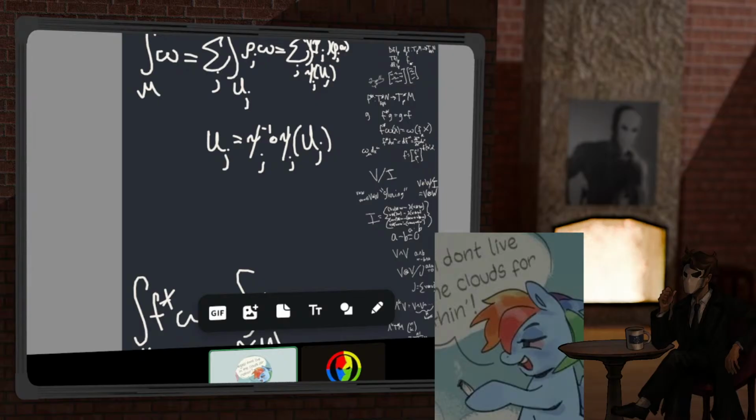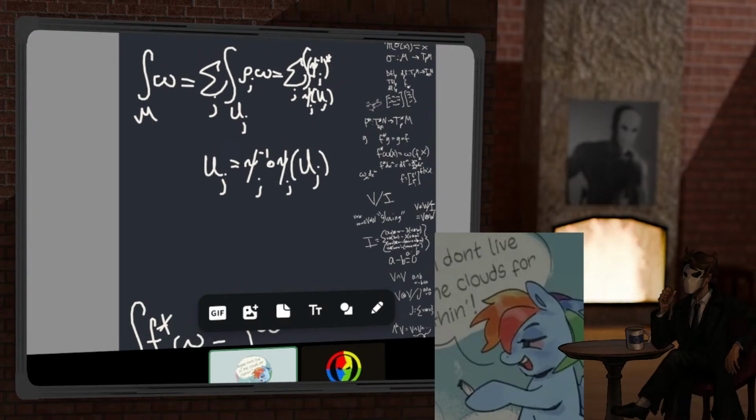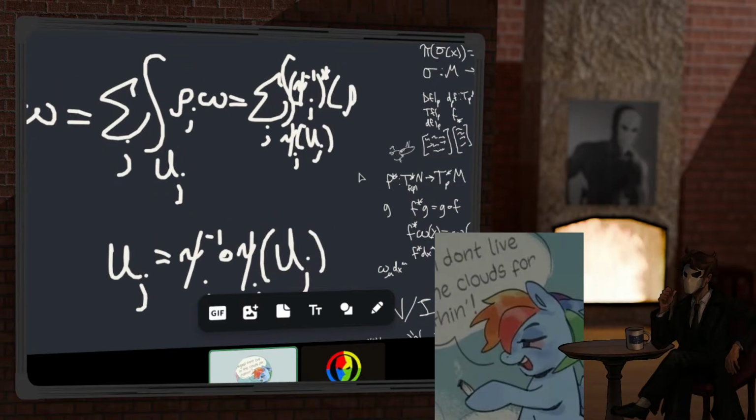Yeah, you might want to move that. I'll make that a bit less cluttered. Looks kind of weird.